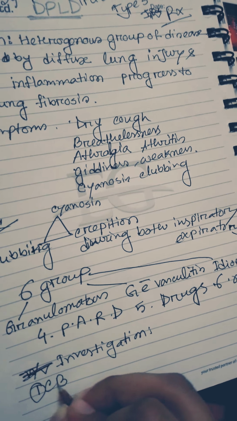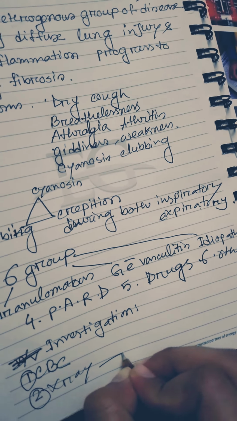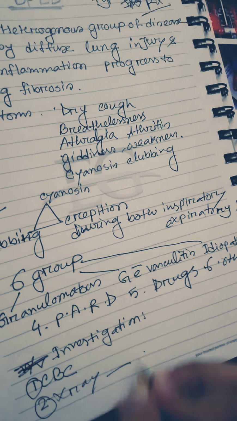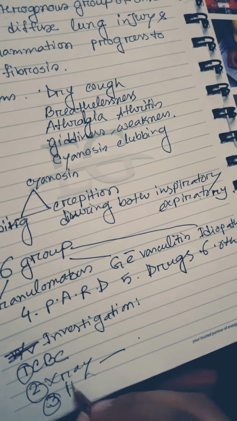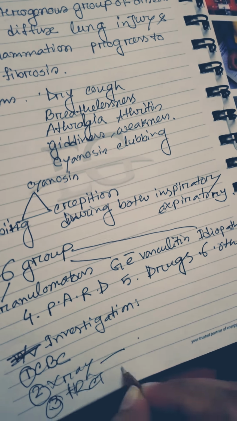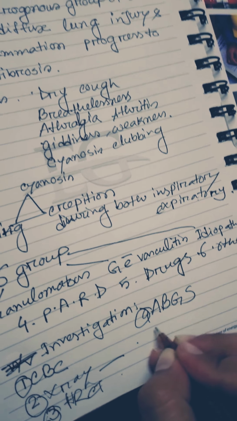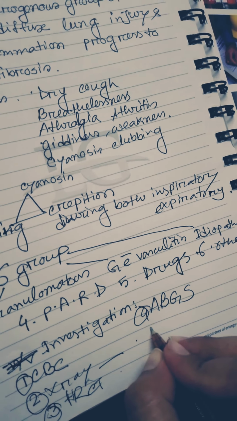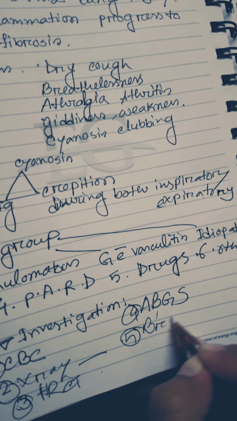Now investigation: first CBC, second X-ray, where there is ground glass appearance, third HRCT, high resolution CT, fourth arterial blood gas analysis, fifth bronchoscopy.